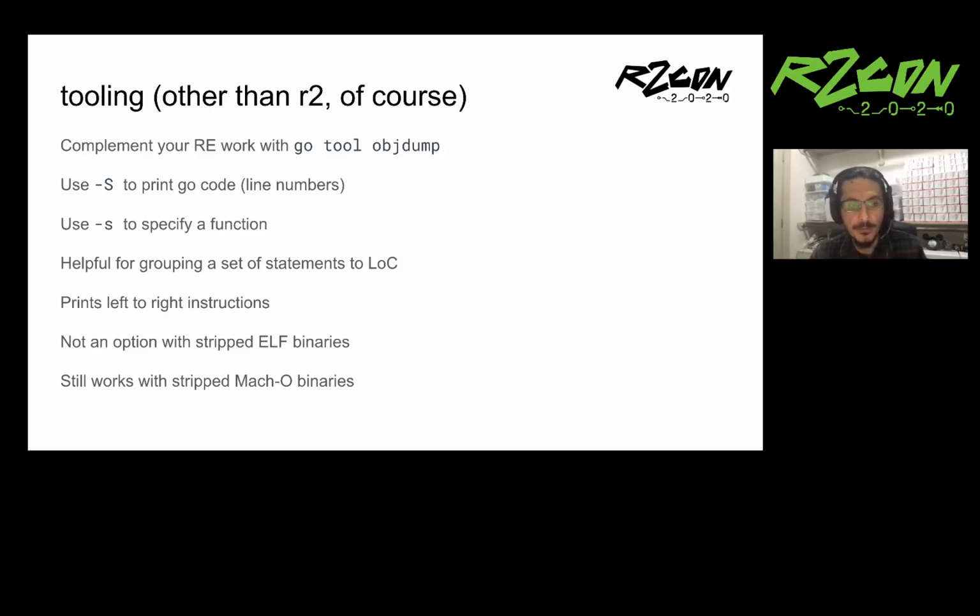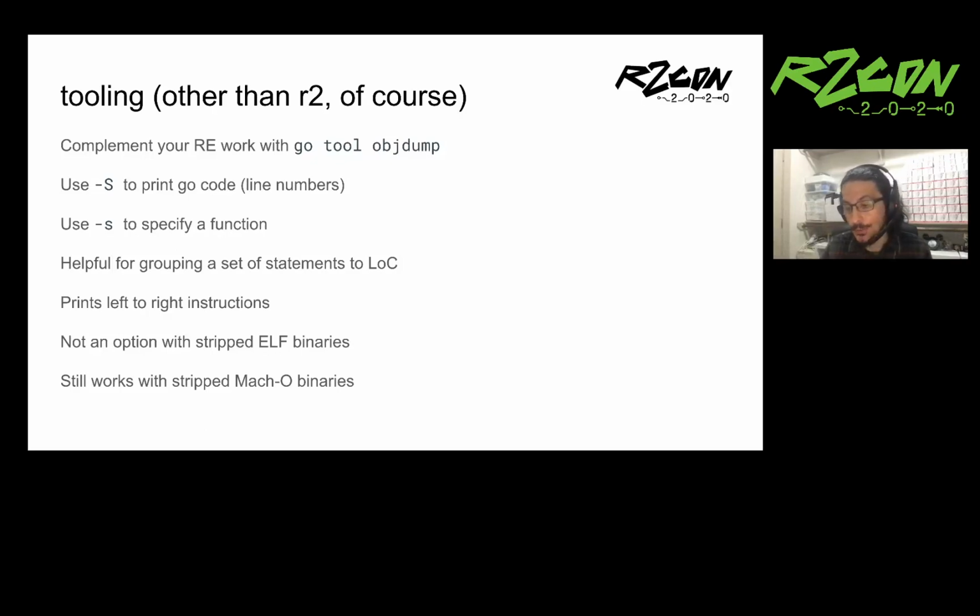This is also helpful for grouping a set of statements to a line of code, this particular flag with the uppercase S, since we can see the line numbers associated to different assembly statements. It is going to print left to right instructions, so basically like the AT&T syntax. And it is not an option for stripped ELF binaries, as I mentioned.